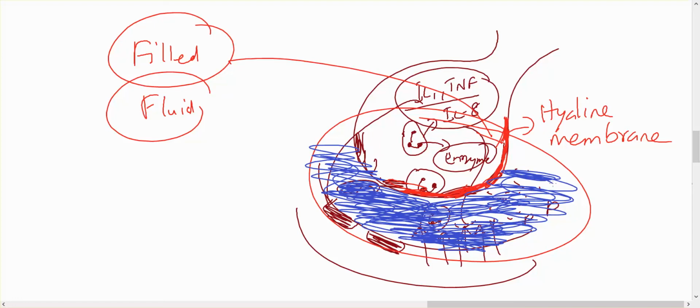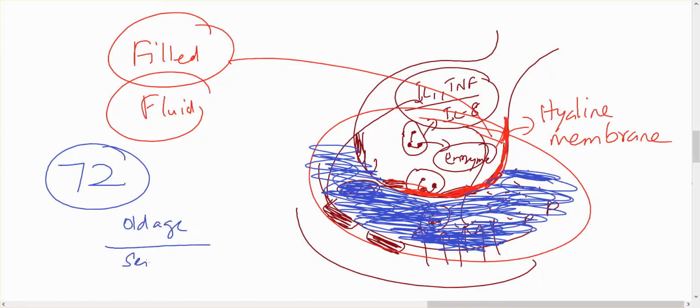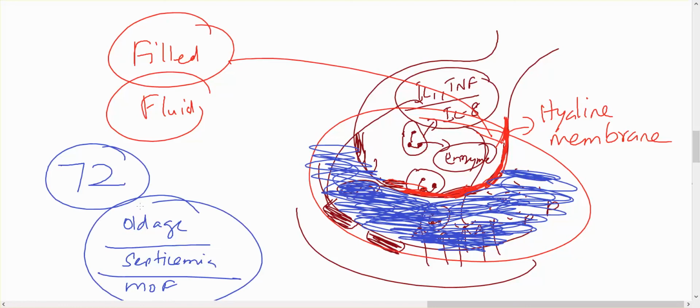Okay, so this whole setup starts due to some infection, but the whole insult happens within 72 hours, and especially patients of old age, with septicemia and multiple organ failure, they all will have a bad prognosis. Even if the patient survives, they have to survive with interstitial fibrosis.